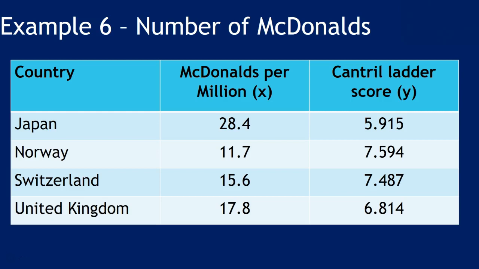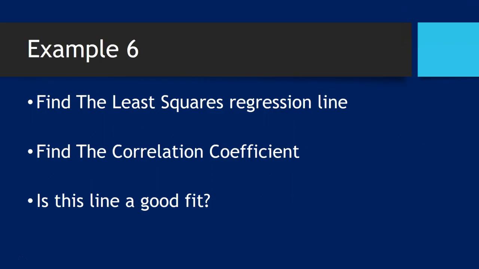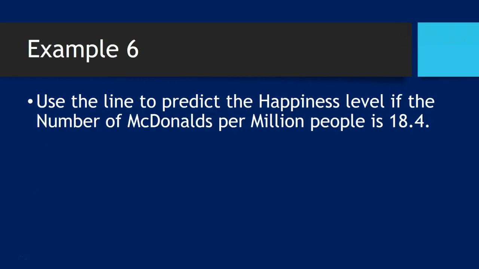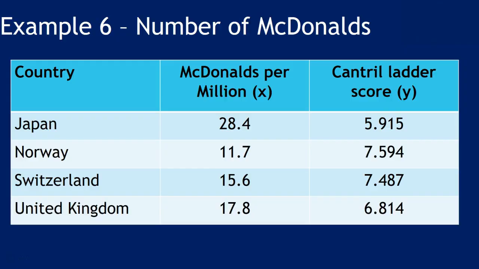So here's what I'd like you to do. I'd like you to do the exact same problem I just asked you, but on this subset of 4 countries. We're going to look at just the Japan, Norway, Switzerland, and the UK examples. Once again, find the least squares regression line, find the Pearson correlation coefficient, ask yourself whether this line is a good fit, and then predict the happiness level if the number of McDonald's per million people is 18.4. Notice again, exact same questions as earlier. So go ahead, push pause on the video, do all of those things, and then come back and check your answer.